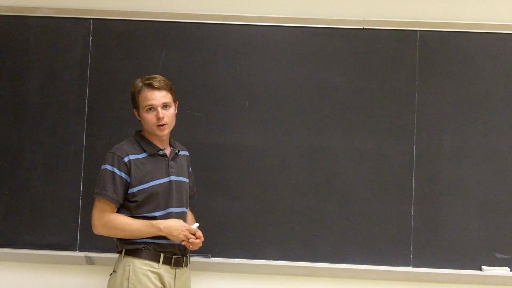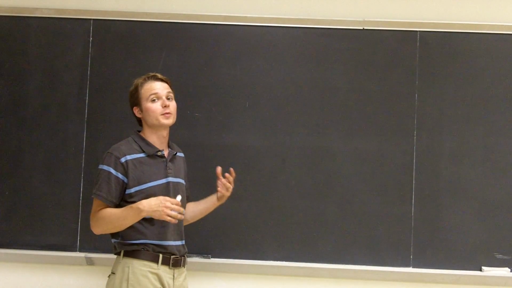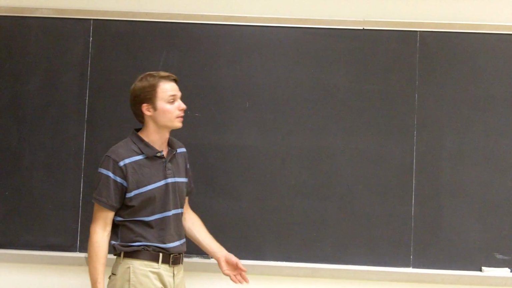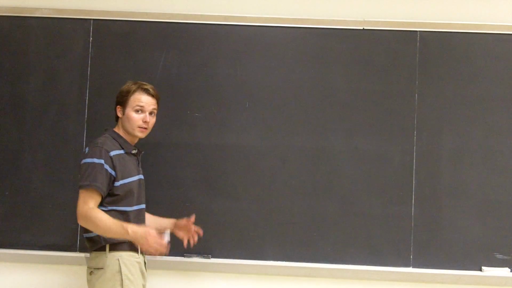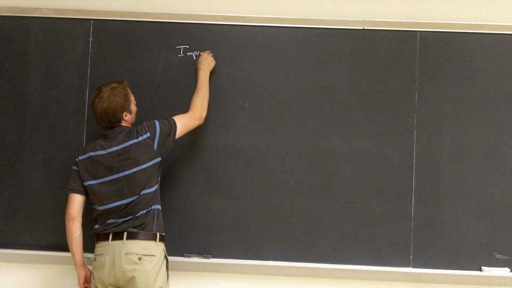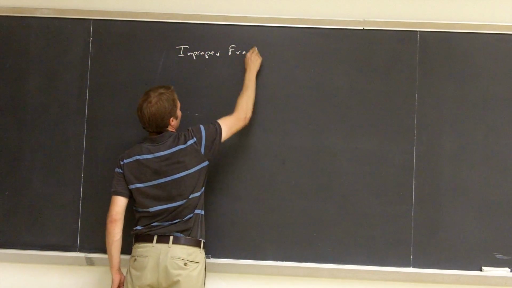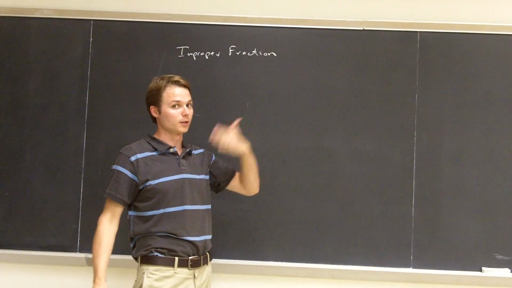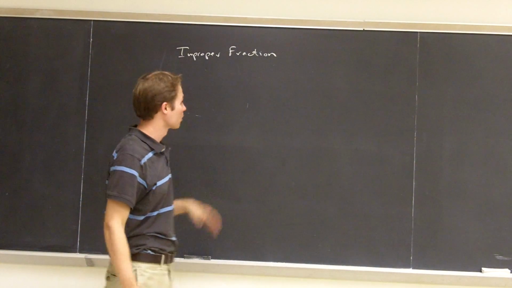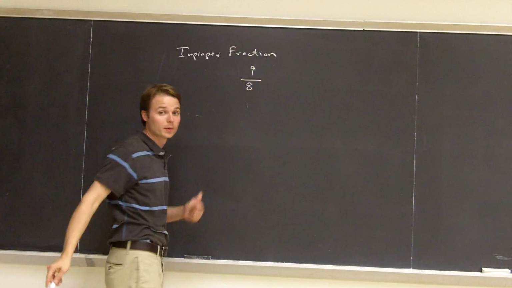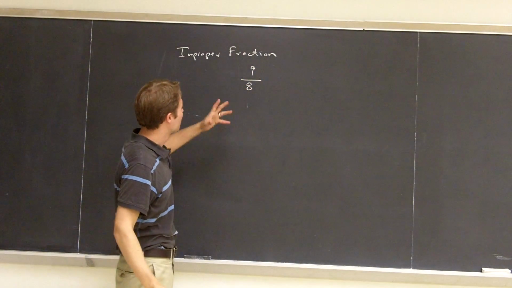So now we're going to talk a little bit about switching back and forth between what we call improper fractions and mixed numbers or mixed fractions. To give you a definition, an improper fraction is any fraction where the numerator is a larger number than the denominator. For example, something like 9/8. This would be what we consider an improper fraction.